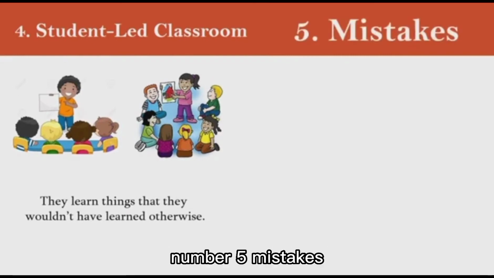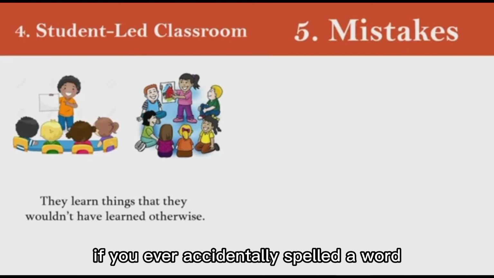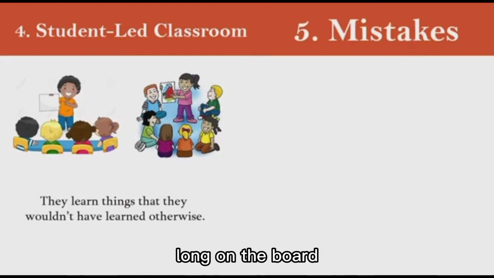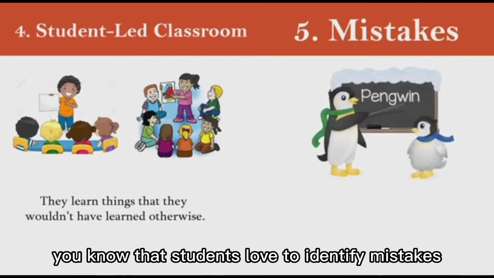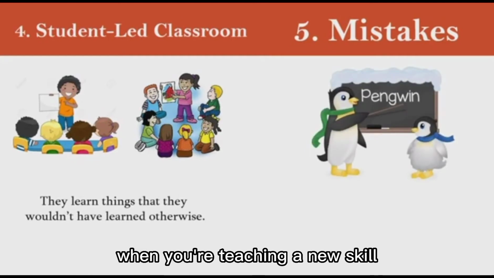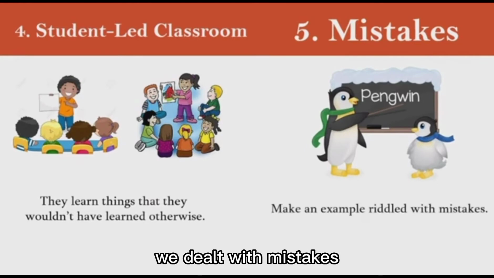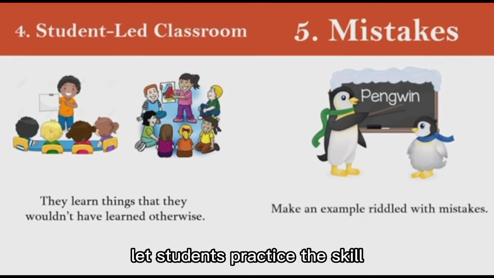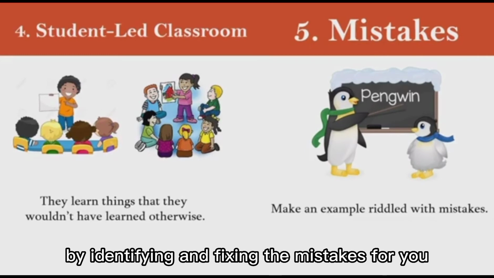Number 5. Mistakes. If you ever accidentally spelled a word wrong on the board, you know that students love to identify mistakes. When you're teaching a new skill, make an example riddled with mistakes. Let students practice the skill by identifying and fixing the mistakes for you.